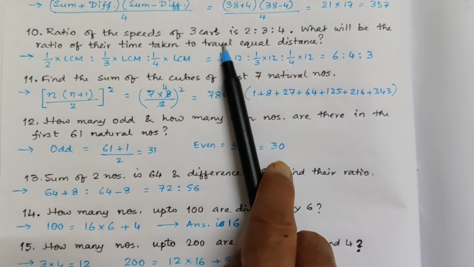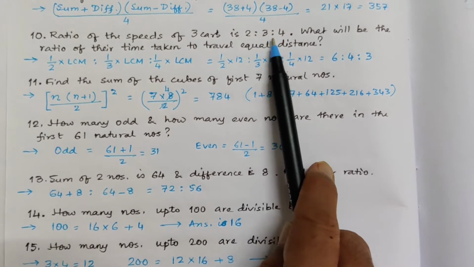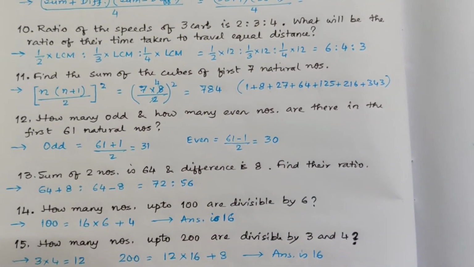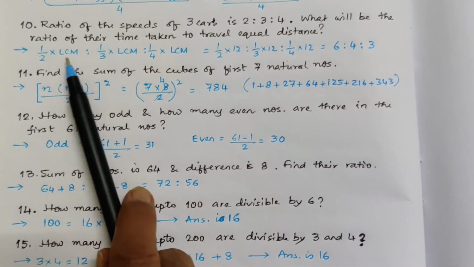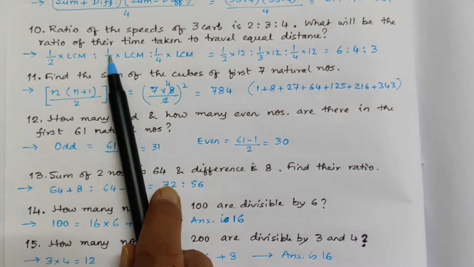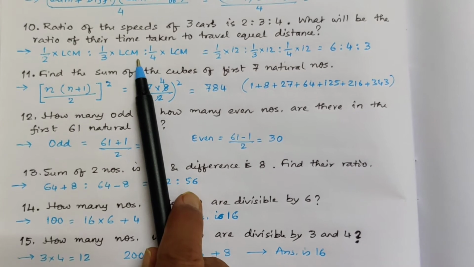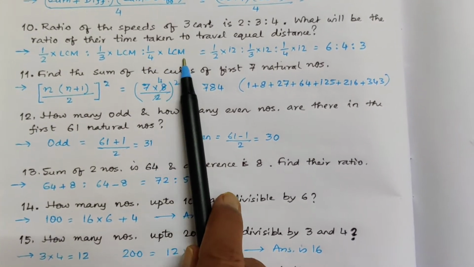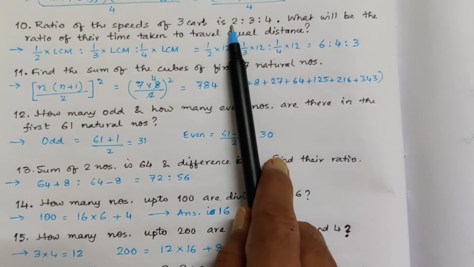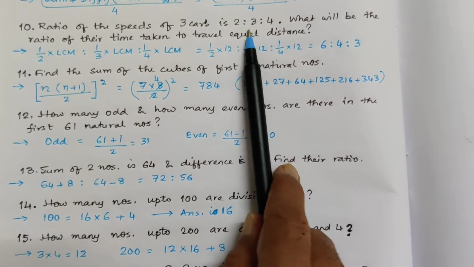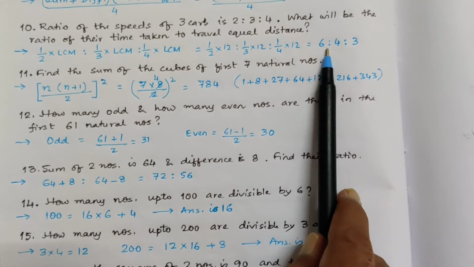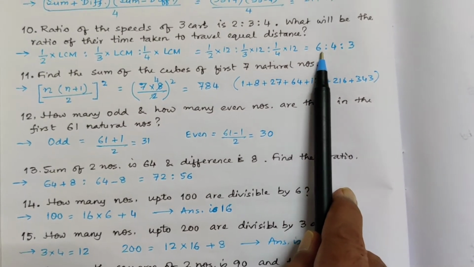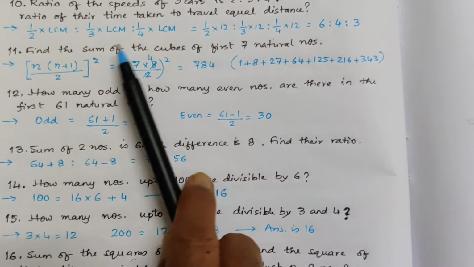Ratio of the speeds of 3 cars is 2 is to 3 is to 4. What will be the ratio of the time taken to travel equal distance? Half into LCM is to 1/3 into LCM is to 1/4 into LCM. Here LCM of these three numbers is 12. So make it like this. If we put this in this way, then 6 is to 4 is to 3.